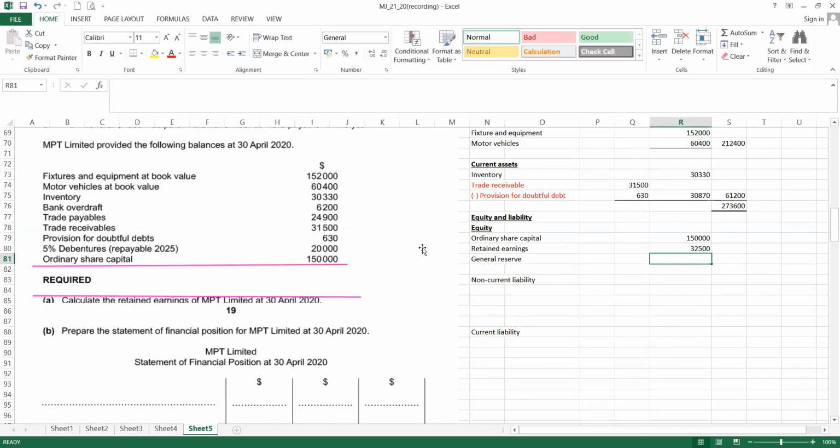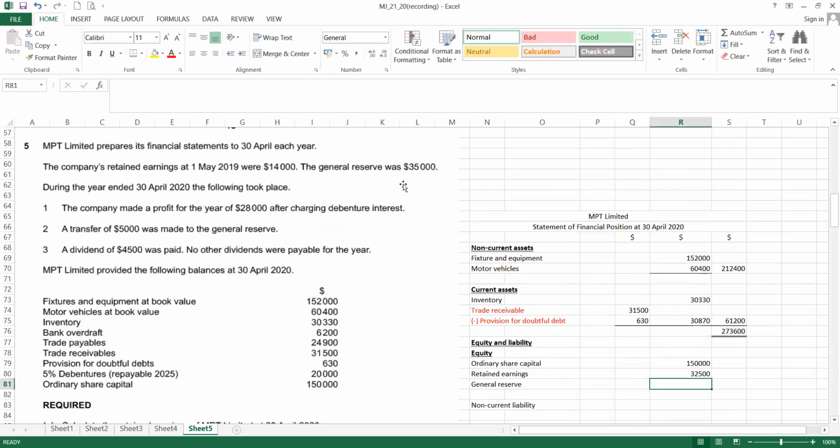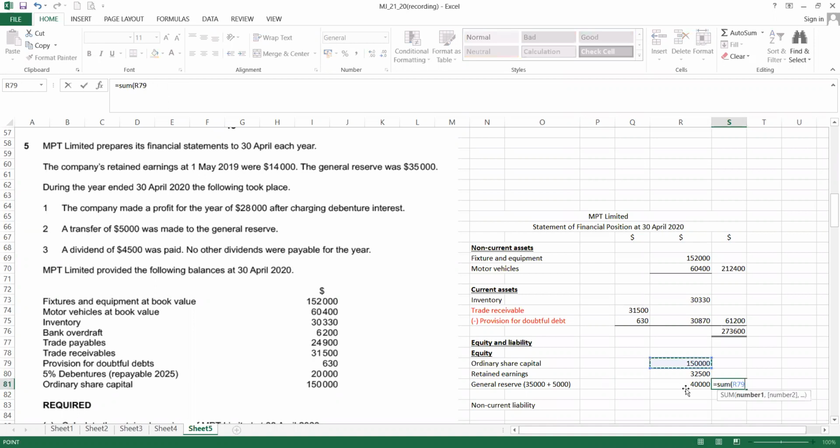Okay, general reserve. General reserve beginning of the year, they had the balance 35,000. So this is the beginning of the year general reserve. And during the year, there is a transfer of 5,000. So basically, this one is total 40,000. So you can show your working beside here, 35,000 plus 5,000. So total general reserve is 40,000. Try to show your working how you get the number beside your detail. Okay, now we have done the equity section.